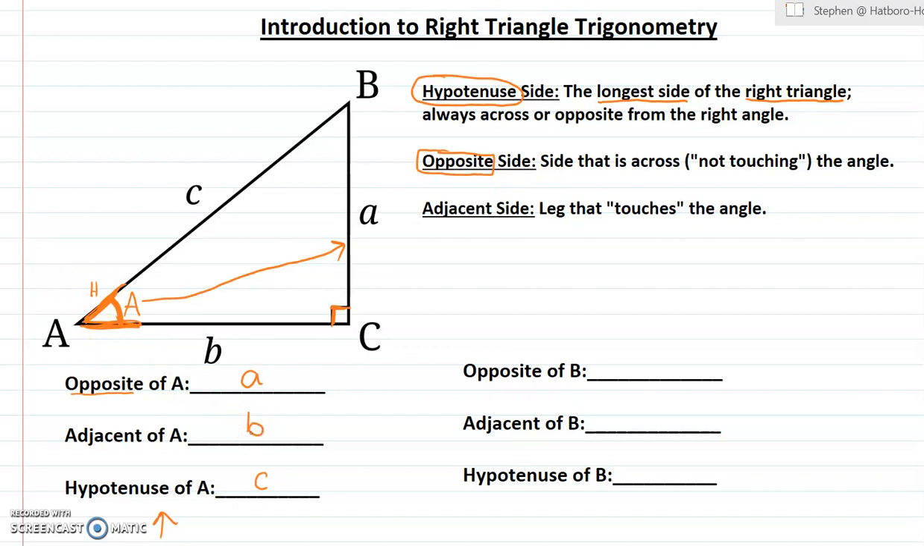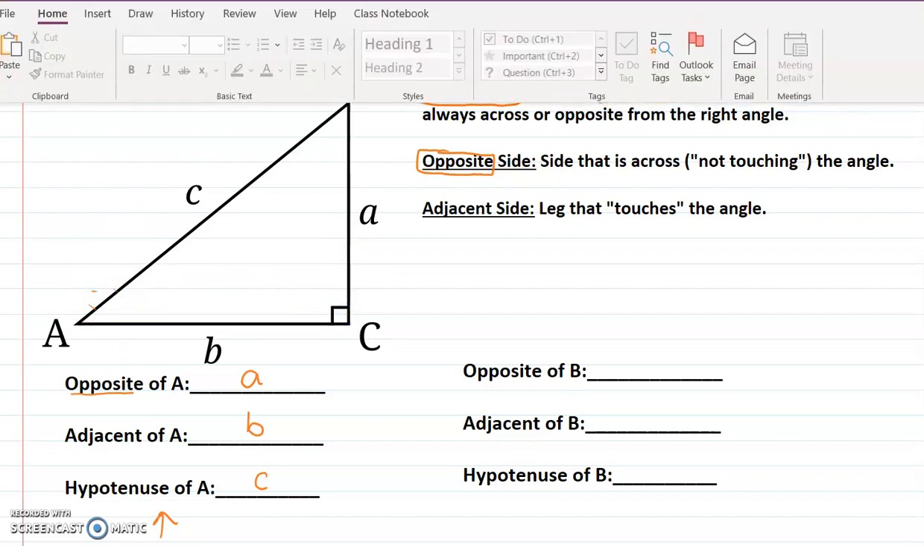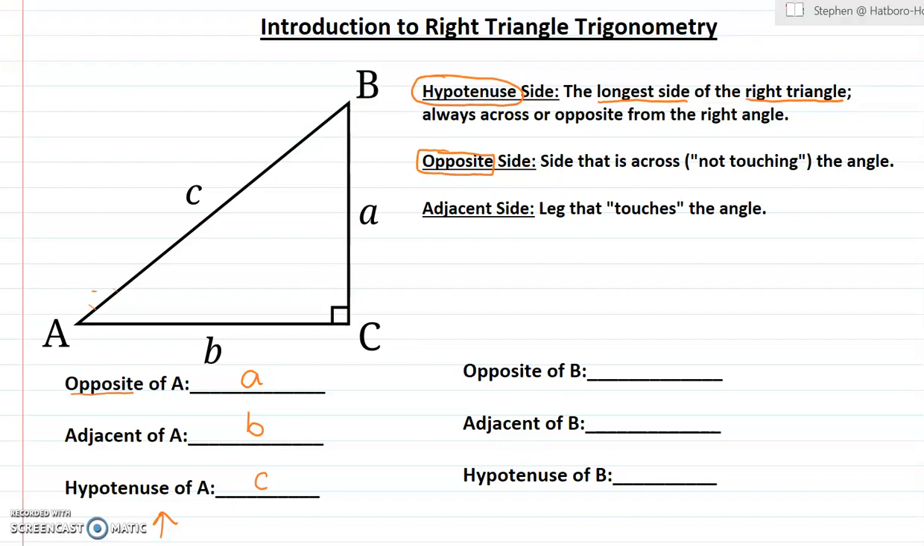Now this perspective is going to change a little bit when we talk about the second example here, and that is angle B. Let me change to another color. And so take a moment right here, I'll pause the video, and decide what the opposite, adjacent, and hypotenuse would be. At this point, you should have paused and noticed also that the hypotenuse is not going to change. Hypotenuse is still going to be C because it is still the longest side of the right triangle.